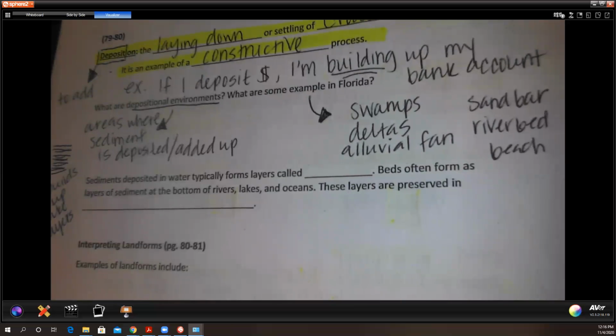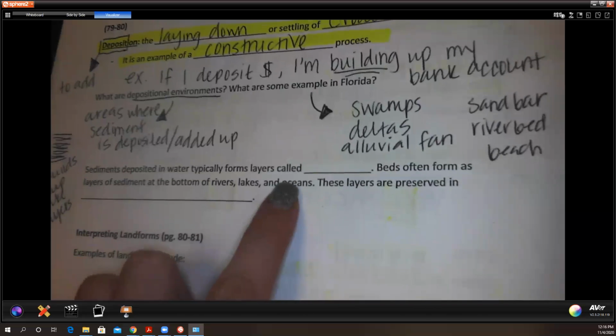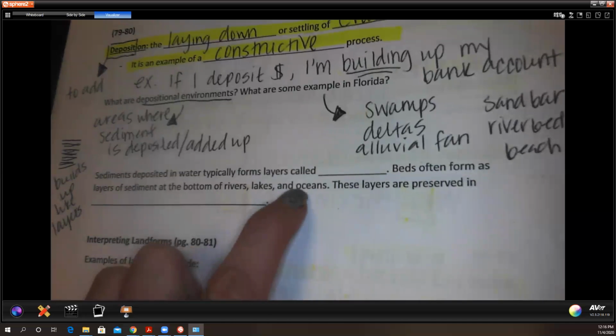Okay, so I'm about to show you what these landforms look like. Can I borrow that? No. Okay. Let's do this part while he's working on that for me.